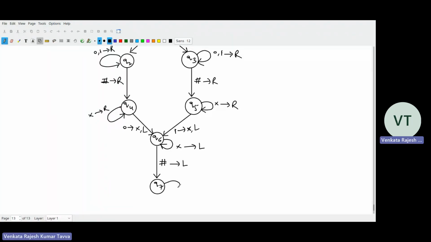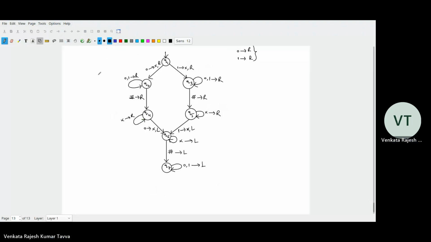So after this, we will keep skipping zeros and ones. We'll keep going left. The moment we see a cross, we go right. I stop at the cross, I go one step right. Now I'll see an uncrossed symbol. Now again I start the entire process. I may see a 0, I'll take this branch. I may see a 1, I take this branch.